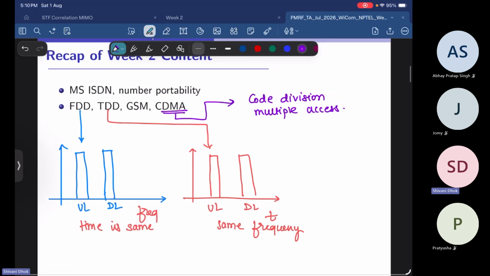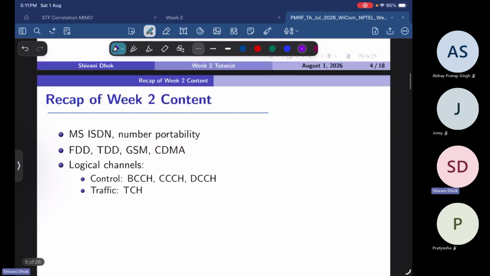In this, a unique code is assigned to every user, and any two users' codes are orthogonal to each other. So simultaneously on the same frequency we can transmit data to all the users, but they will be able to decode only their own data with the help of that unique code. Now, CDMA will be discussed in much greater detail when we move towards the end of this course. Right now, only a very superficial introduction was given to CDMA.